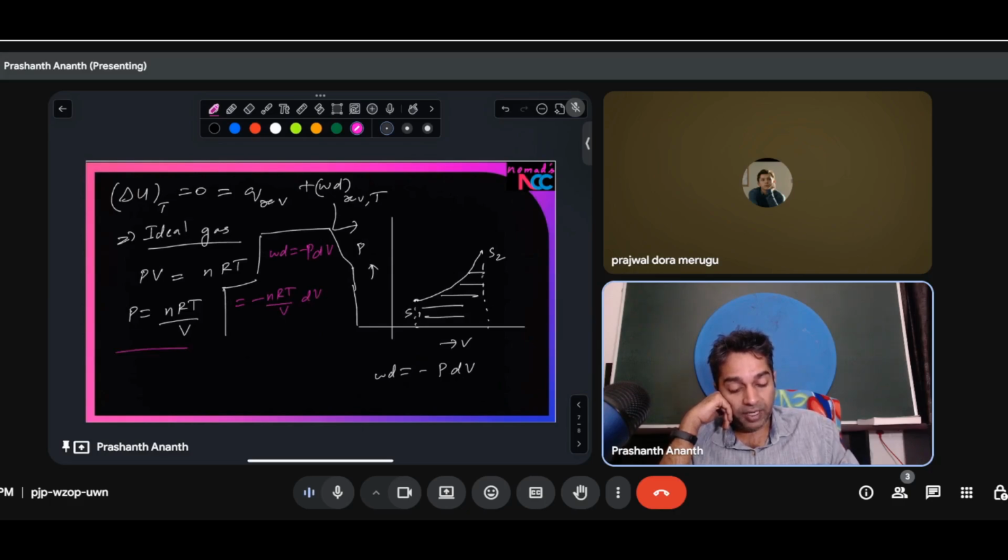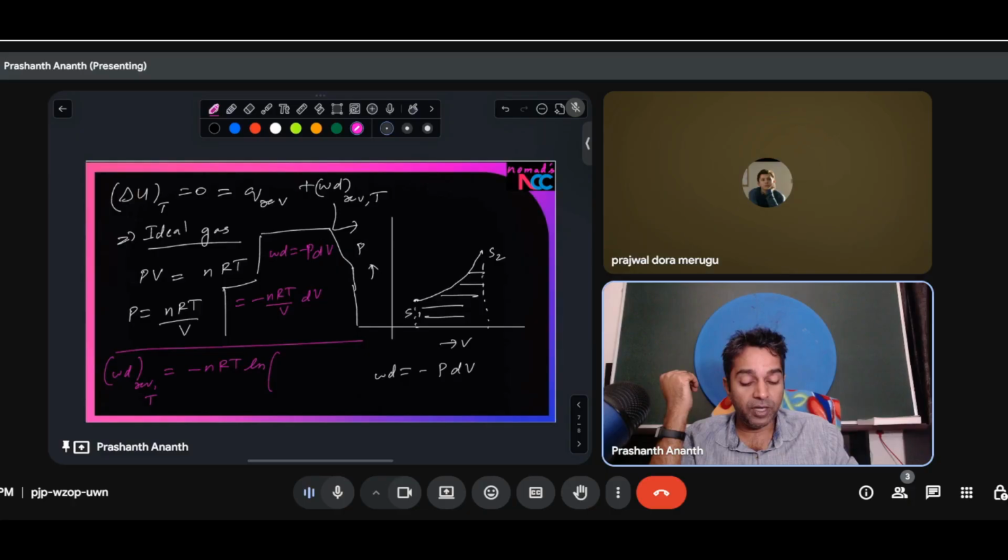Integrating it, we end up getting work done, reversible isothermal, working out as minus nRT times the integral of dV by V. The integral of dV by V is effectively ln V. So it ends up as minus nRT ln of V2 by V1, because it's going from volume V1 to volume V2. So this is basically the work done in an isothermal manner.